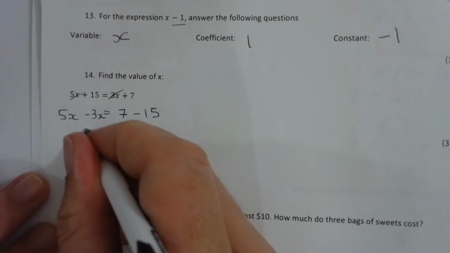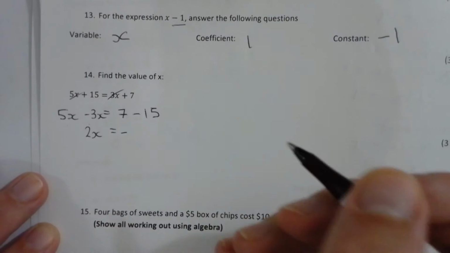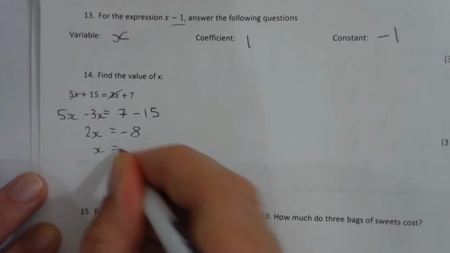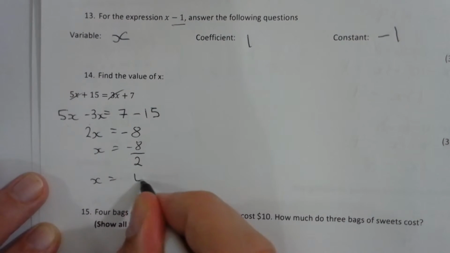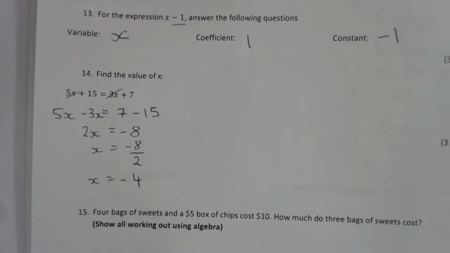5x take away 3x must be 2x. Now 7 take away 15 is a negative 8. It's quite a mean question, that one. And because we're timesing by 2, we divide by 2. 8 divided by 2 is 4, and 1 negative makes our answer negative. So the answer was negative 4. Quite tough.